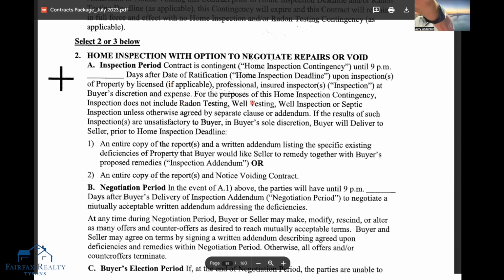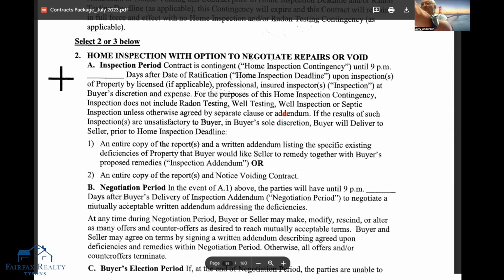It shouldn't be testing the well inspection or septic inspection unless otherwise agreed to by a separate clause or addendum. And there are separate addendums for well and septic. Radon is included on the same form, but it is a separate request. Now, this I get questions about all the time.